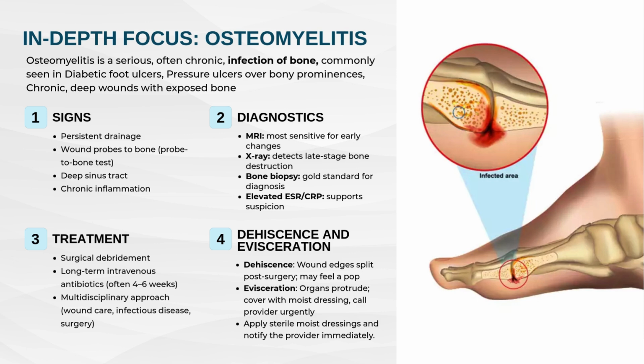Elevated inflammatory markers like ESR and CRP, labs that reflect chronic infection. Imaging such as MRI, which detects early bone changes, or X-rays for chronic signs. And remember, the gold standard is a bone biopsy. Management typically requires 4 to 6 weeks of intravenous antibiotics, surgical debridement, and coordination with infectious disease, radiology, and wound care specialists.